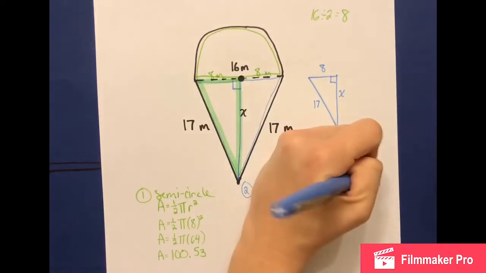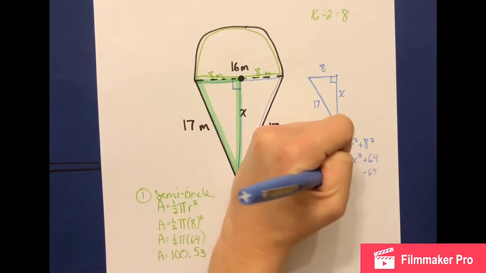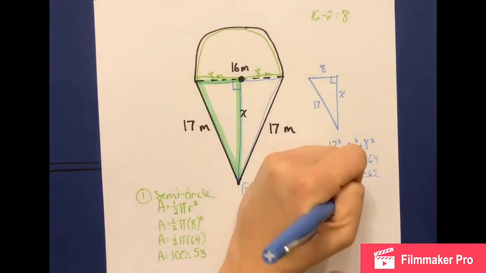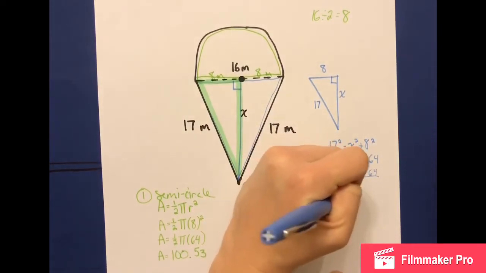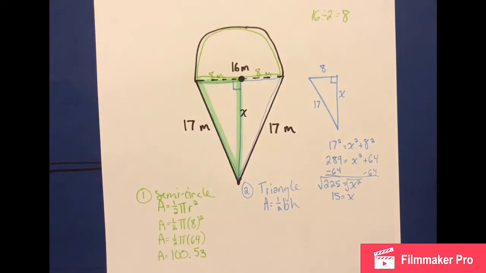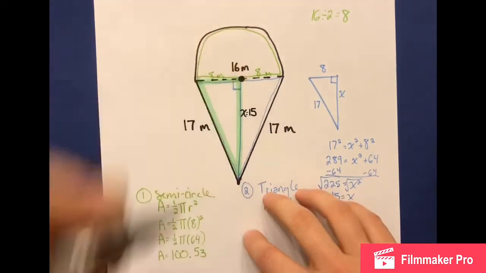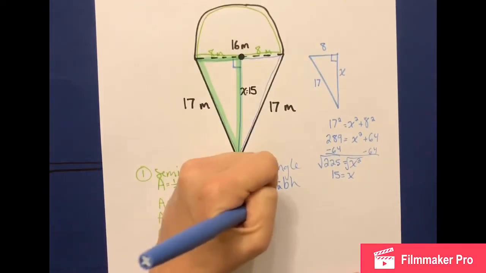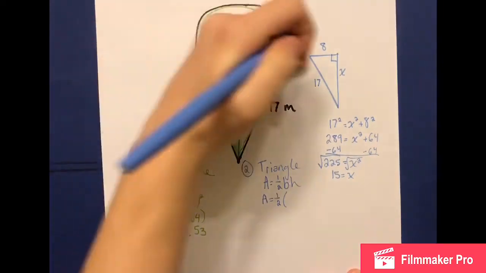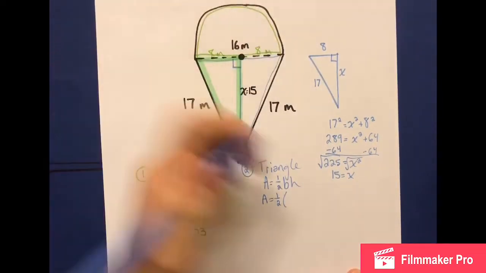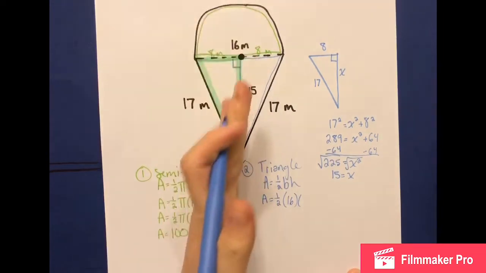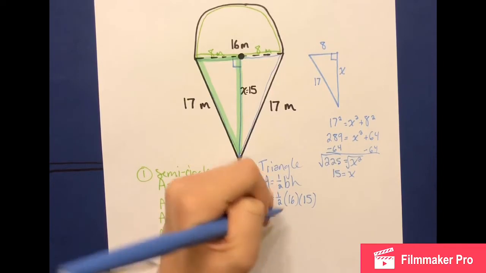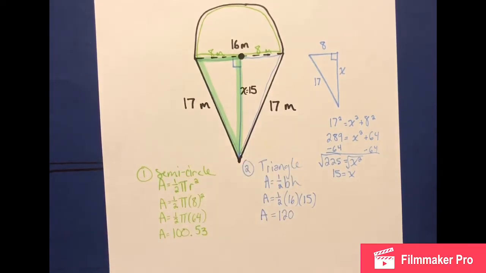Subtract 64 to the other side. Subtract 64. I get 225 equals X squared. We want to undo the square. Let's square root. I get 15 equals x. That's going to go there. Now I have the height. So let's go back into the triangle. Area is equal to 1/2 the base. Whole thing here. Base is going to be 16. Height, 15. So really it's 8 times 15, which we get as 120.